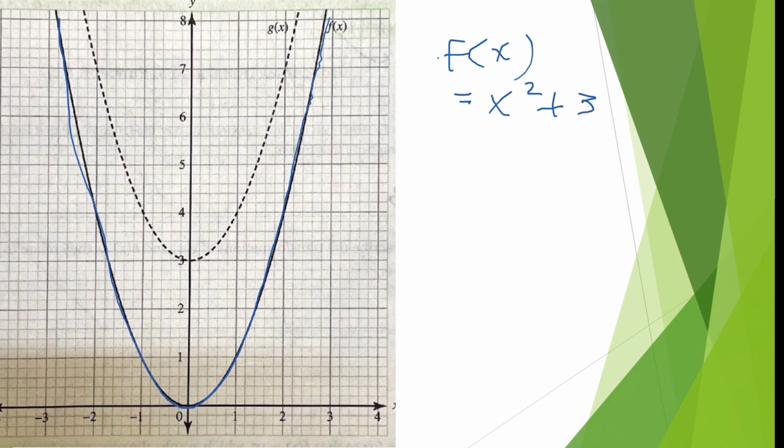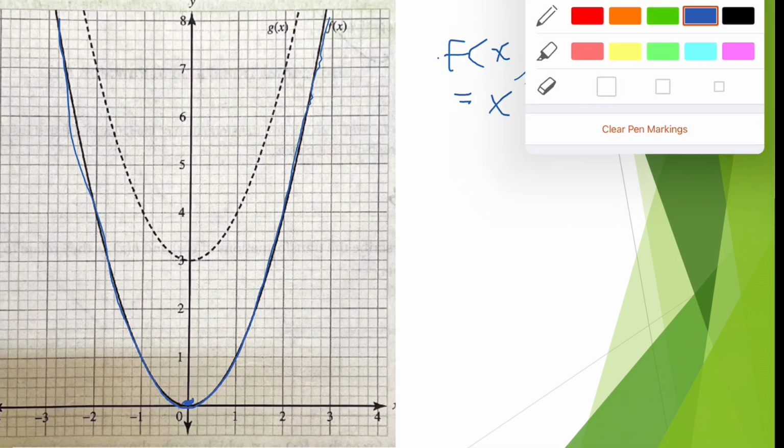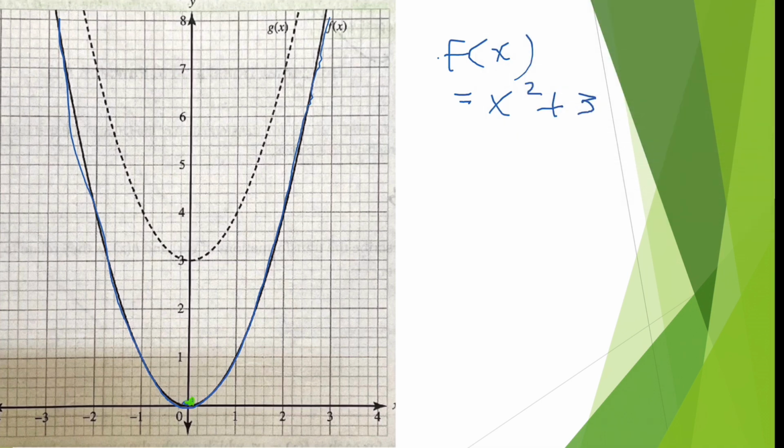You'll notice that each point is translated 3 units up. The point right here, I'm going to choose a different color, becomes this one, 3 places up. If I choose the point right here, 1, 2, and 3 units up over here. If I choose this point, 1, 2, 3, 3 places up. So the entire shape of the graph remains the same.